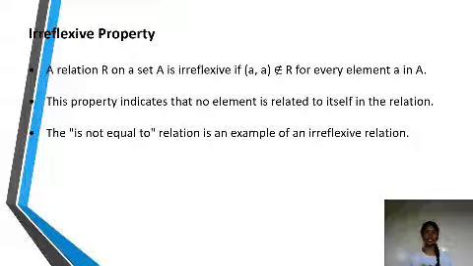Irreflexive property. A relation R on a set A is irreflexive if (a, a) does not belong to R for every element a in A. This property indicates that no element is related to itself in a relation. The "is not equal to" relation is an example of an irreflexive relation.